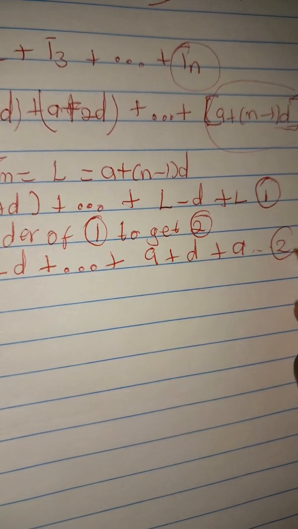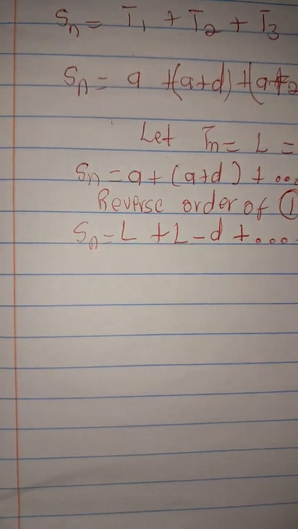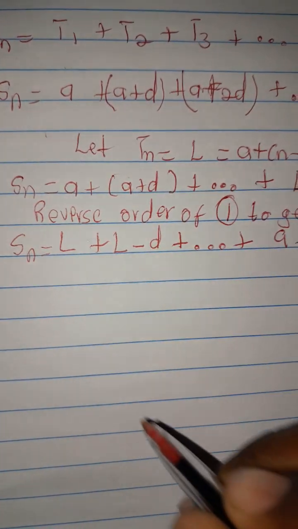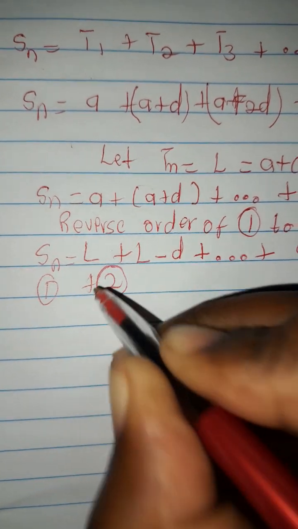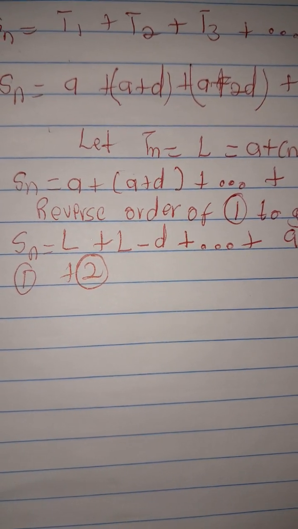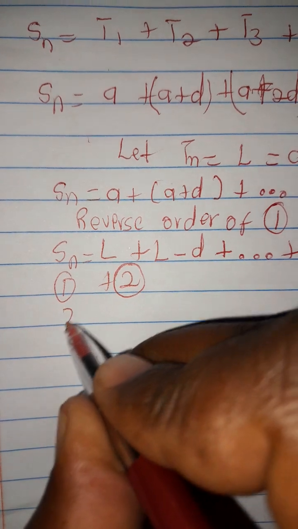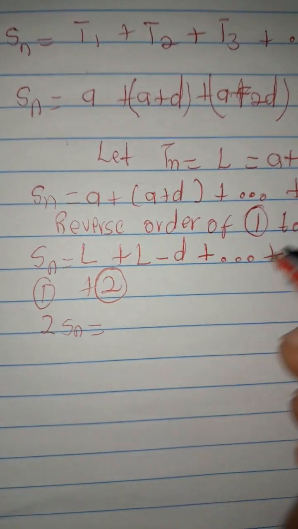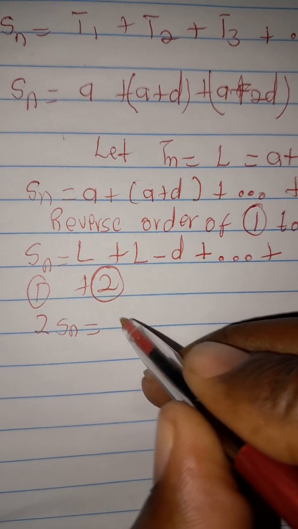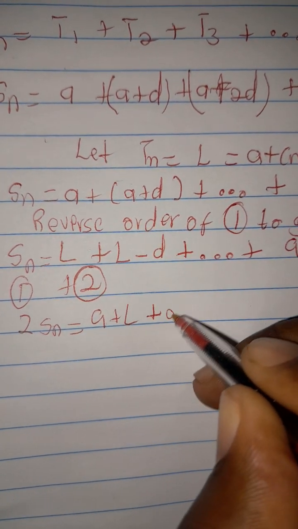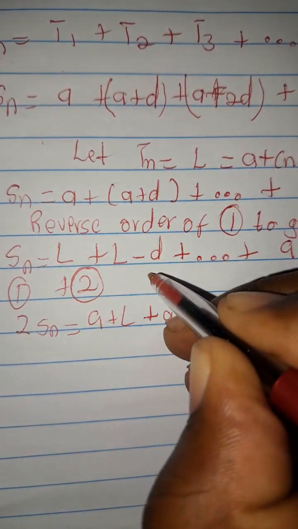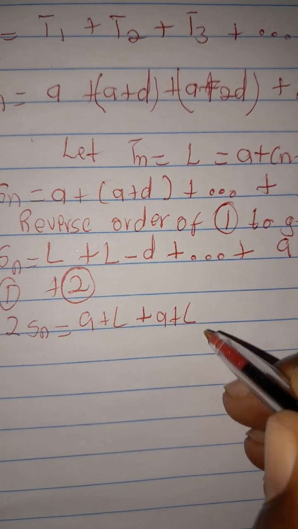Then you name this equation 2. Okay. Hope guys we are on the same page. So from this part, we can add equation 1 plus equation 2. Sn plus Sn will be 2Sn. Then A plus L will be A plus L. D plus minus D will be 0.